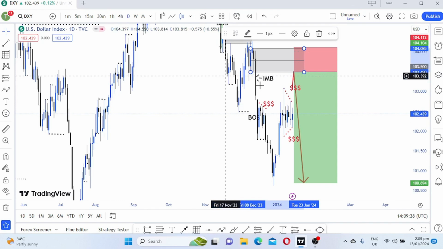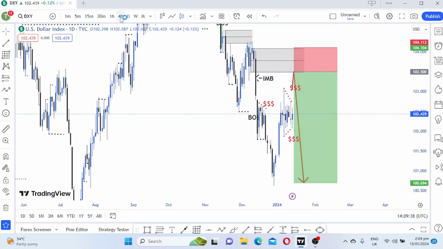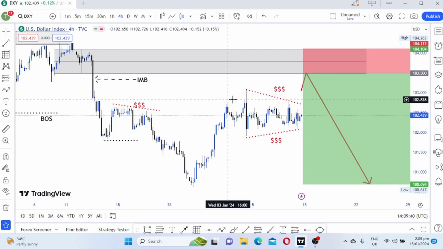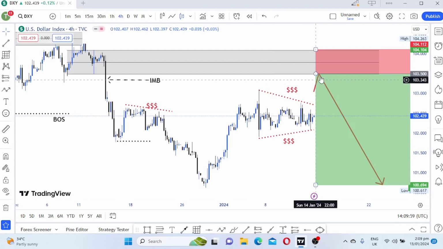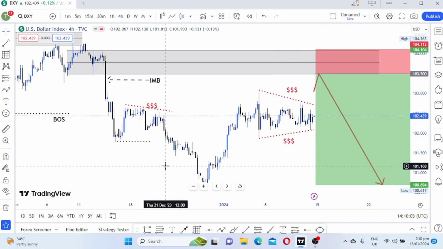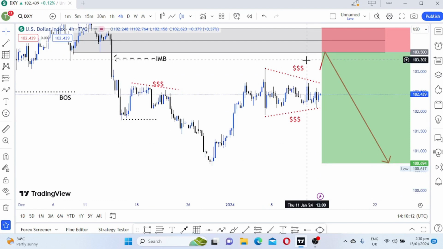Let me just go on H4 to show you clearly what is happening there. On H4, as you can see, here is an imbalance that has to be filled before price moves down. We are building liquidity on the upper side that has to be collected first before the move to the downside starts. We also have liquidity to the downside, so we have to take out this low for the market to continue moving down.